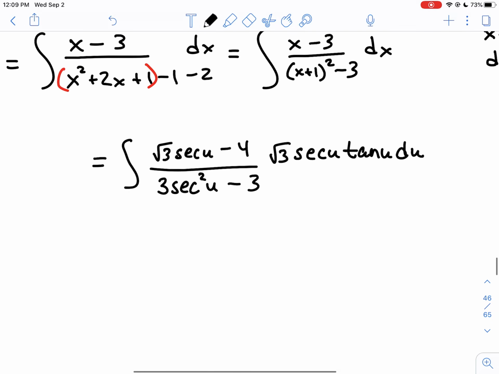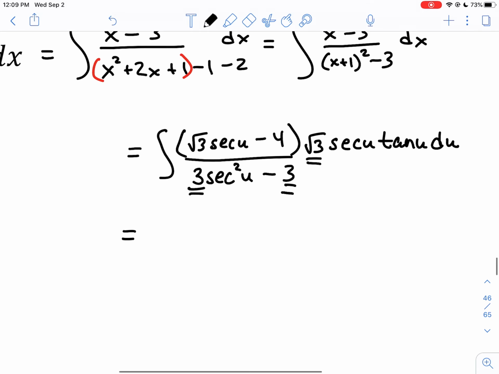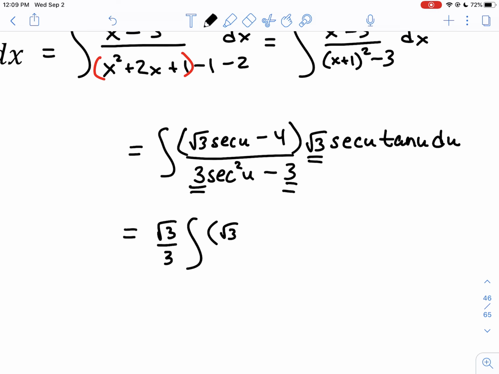And the key is the fact that we're going to be able to use Pythagorean identity down here on this part. So we can factor the 3 out. Let me put this numerator in parentheses. This radical 3 I'm going to factor out, and these 3's I'm going to factor out. So that gives me a radical 3 over a 3 in front of this integral. Radical 3 secant u minus 4 inside some parentheses over a secant squared minus 1.